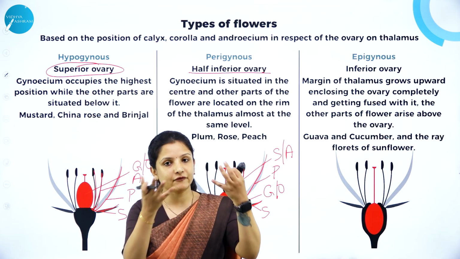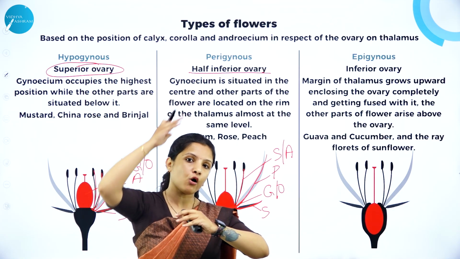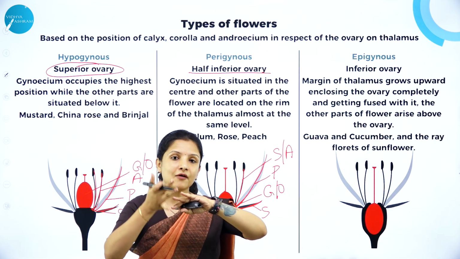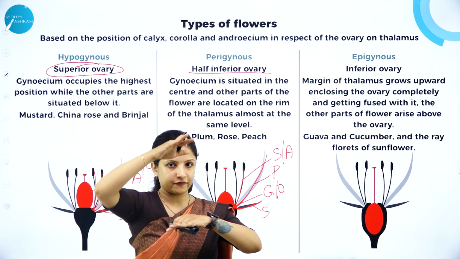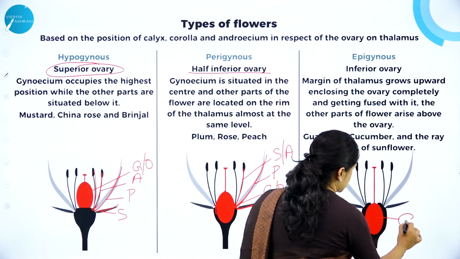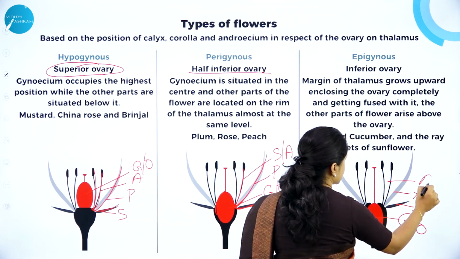For example, you have your biology book which you keep at the bottom and on top of it you keep all the other books. So, therefore, biology will be inferior here because it is covered by all the other books at the top of it. Same way here. What happens? This is the gynoecium or the ovary. Then comes the sepals, the petals and the androecium.